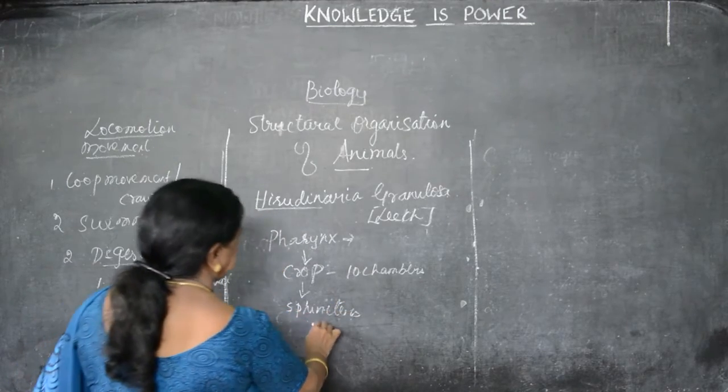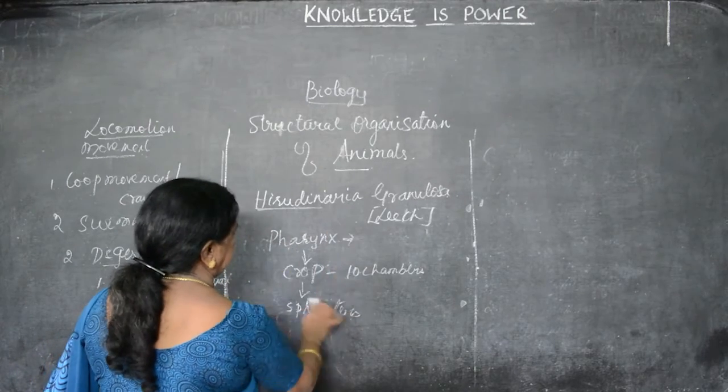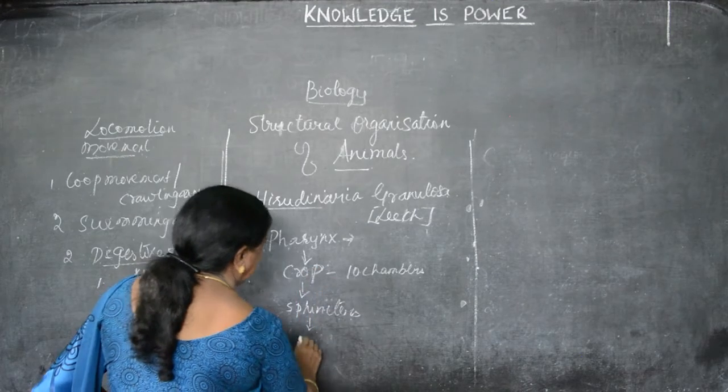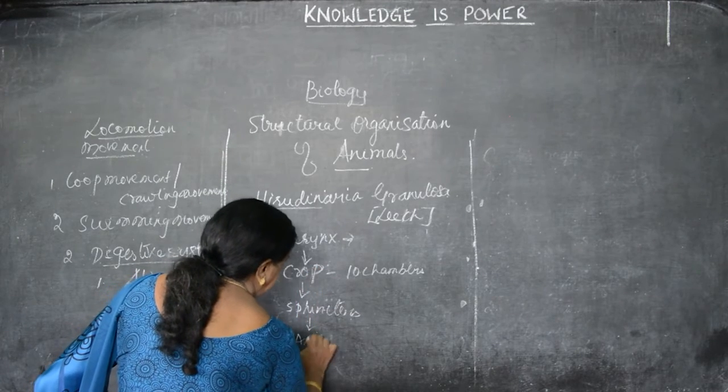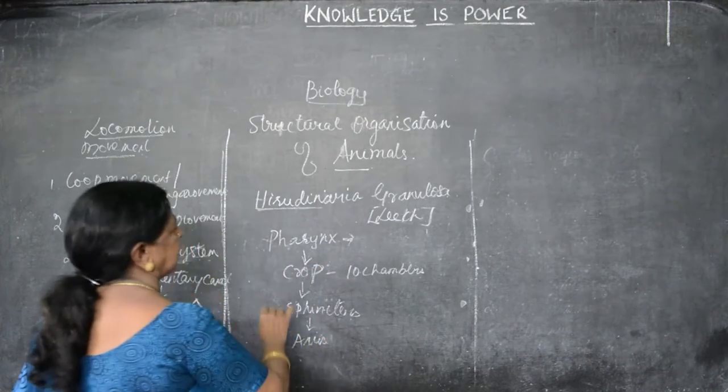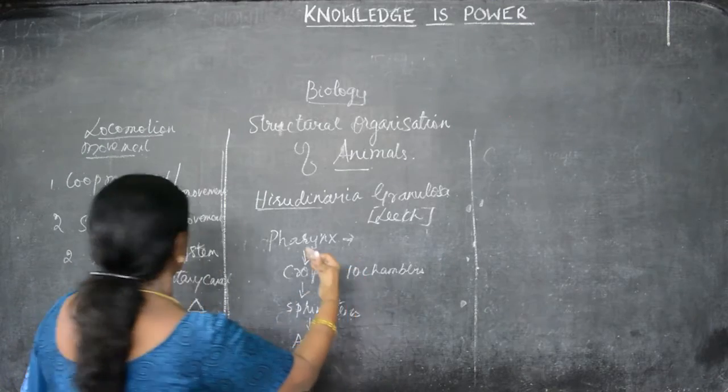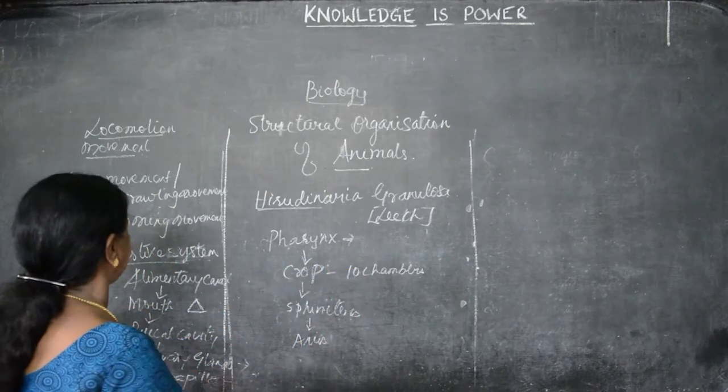From the sphincters, the food is finally digested, and the waste comes out through the anus. The anus is a small opening through which the waste comes. So what are the parts involved in the digestive system?